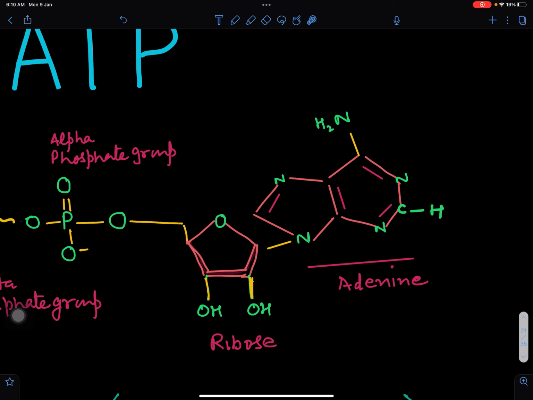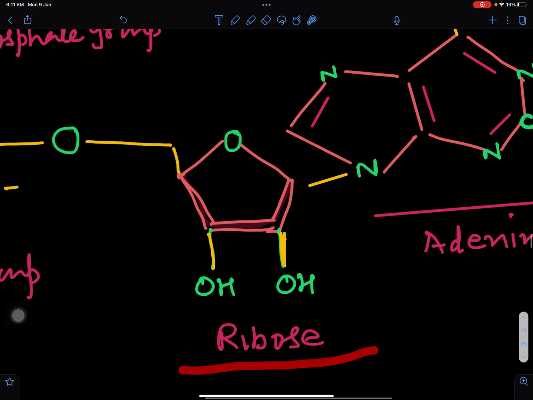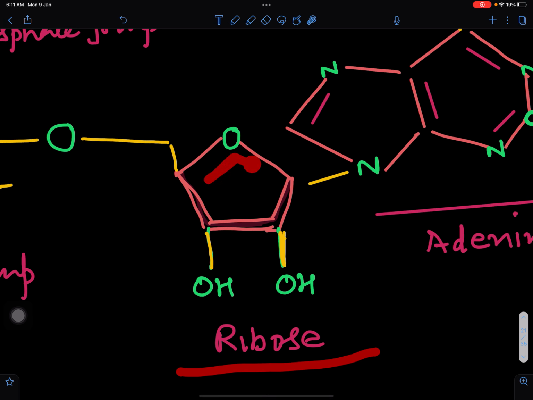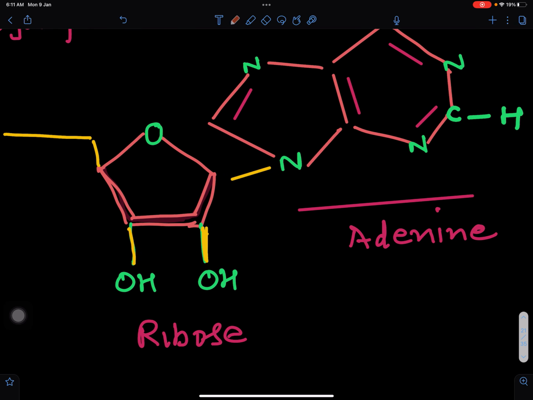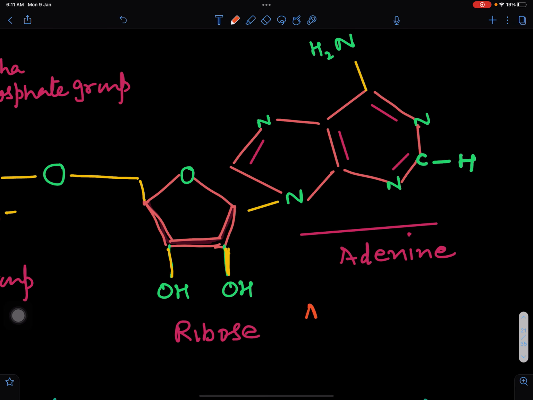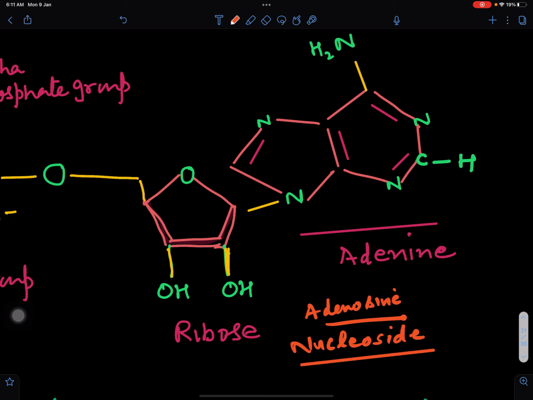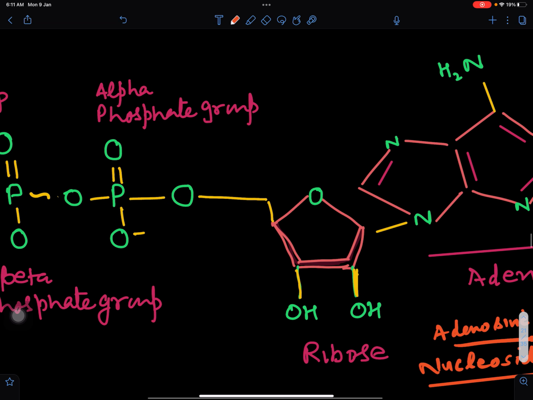Now this adenine gets associated with sugar, and this sugar is ribose sugar. We can see this is pentose sugar, a 5 carbon ring having OH at 2 points. So this is ribose. So adenine and ribose get associated to form adenosine, which is a nitrogenous base as well as sugar combination. This is also called a nucleoside. For what are nucleosides, I'll share a link in the description box. We have discussed in detail about nucleosides, and this gets associated with a phosphate group.